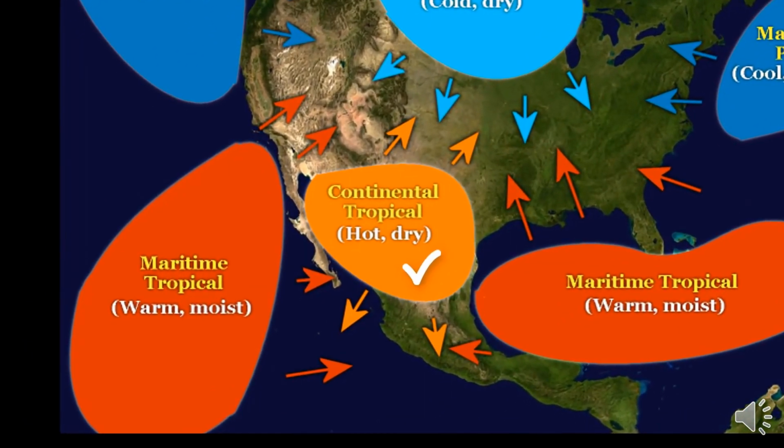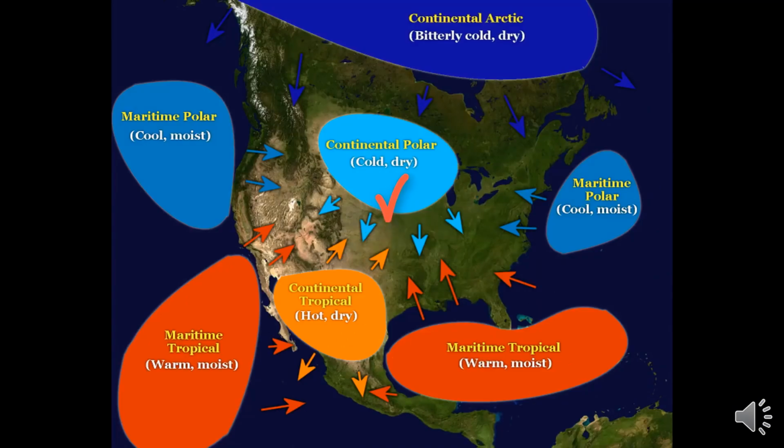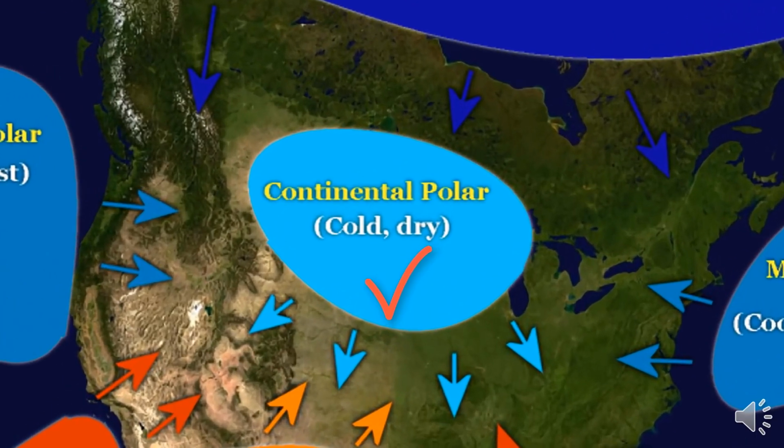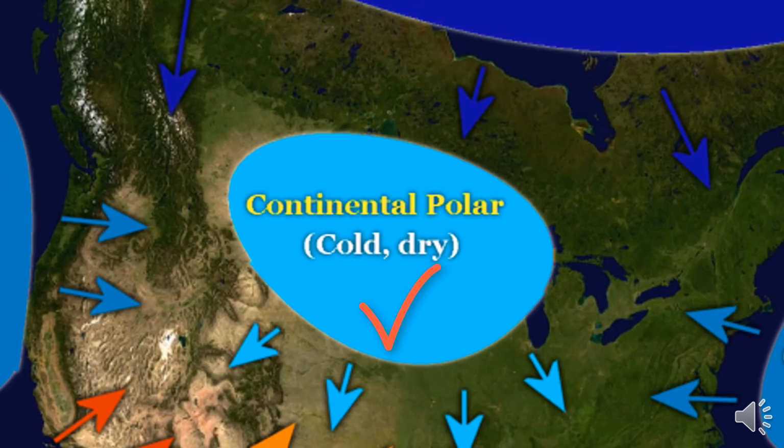To the south, continental tropical air masses form over Mexico during the summer, bringing hot, dry air to many states in the United States Southwest. Finally, continental polar air masses form over northern Canada, resulting in very cold winter temperatures in parts of the northern United States.